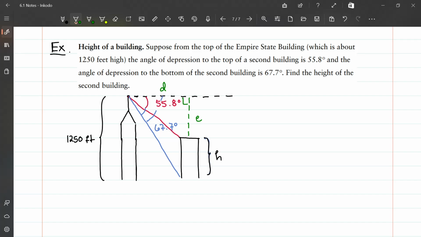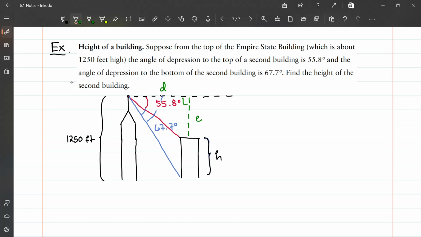Okay, if I had D, what could I do with D? Well, trying to shake off all sophomoric humor in this situation, it looks to me like if I knew what this length D was, I could probably use it and the angle 55.8 degrees to find out what the length E was. Ah, and there it is. Since I know that E plus H is equal to 1250, if I can find E, then I could subtract it away from 1250 and that will give me H.